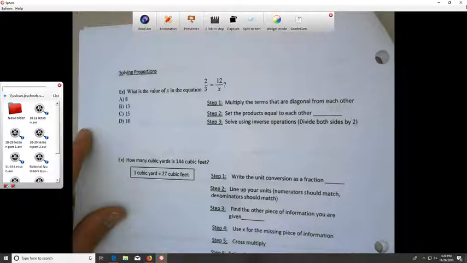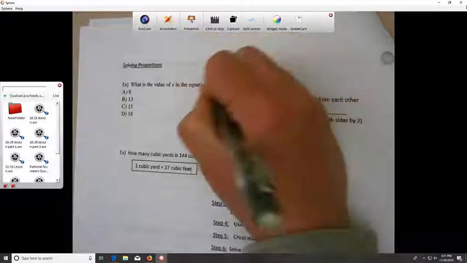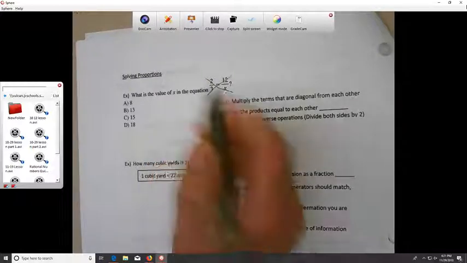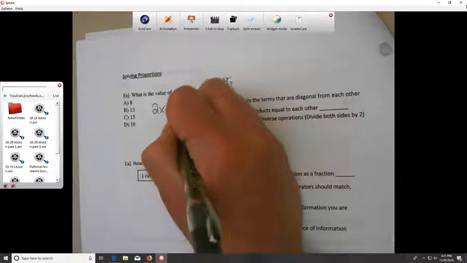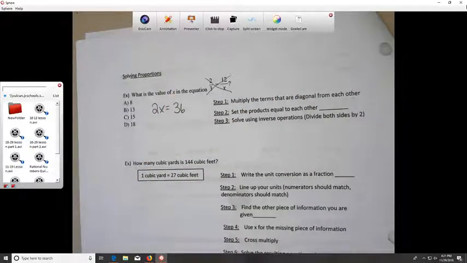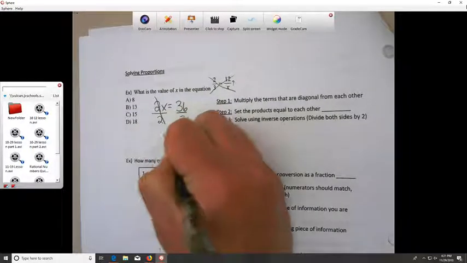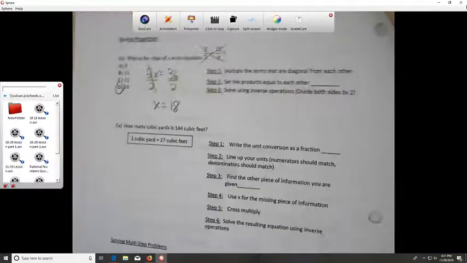Alright, the next question here is just solving a proportion. Alright, so here we're just cross multiplying. So I have 2 times x is 2x, and 3 times 12 is 36. Right, and then we're just going to solve this for x, so we'll divide both sides by 2, and 36 divided by 2 is 18, so we get x equals 18.